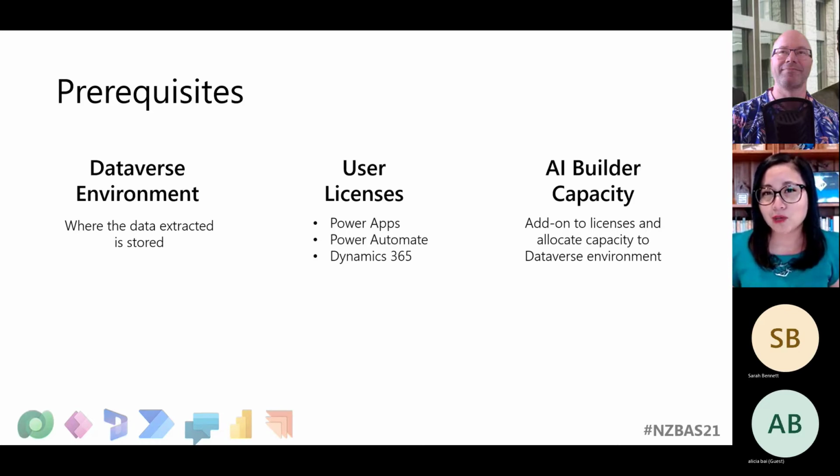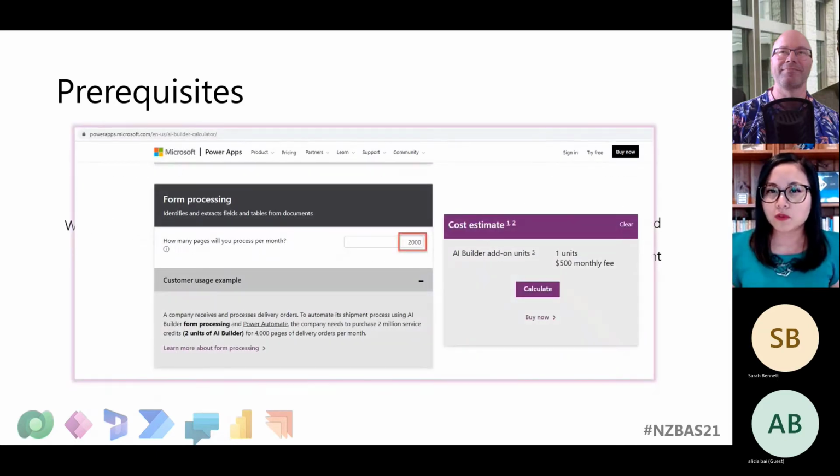And then in terms of the AI Builder capacity, you also need to buy an add-on and allocate it to a particular database environment. To figure out what type of capacity you need or how much you need, they also have provided an AI Builder calculator. So in this example, you enter in the estimated number of pages that you're going to process in a month, and then it's going to give you an estimate of that AI Builder add-on capacity.